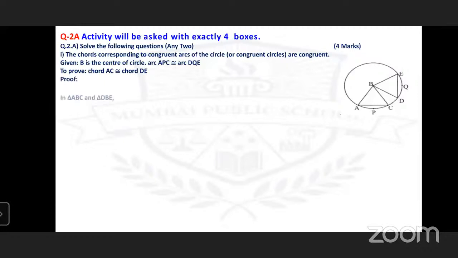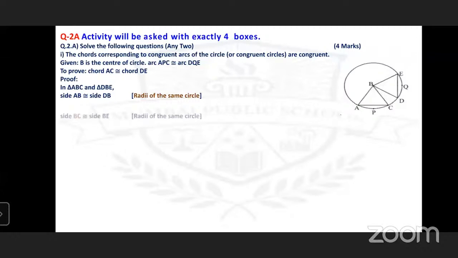Now start the proof. So when we join A to B and B to C, we get a triangle ABC. And when we join center B to D and B to E, then we get another triangle, that is BDE. Okay, now we consider these two triangles ABC and DBE. Now side AB, see in the figure, side AB is congruent to DB. So a box is given. In this box we write that they are the radii of the same circle. AB is the radius and BD is the radius. So that is the first box. The answer is radii of the same circle.